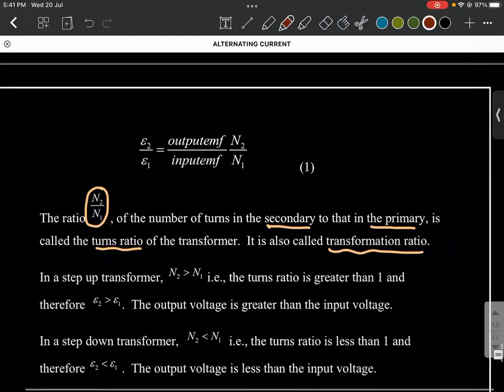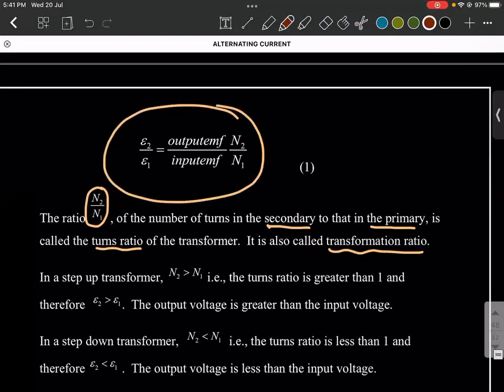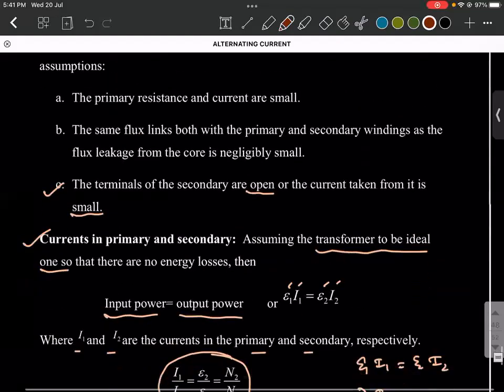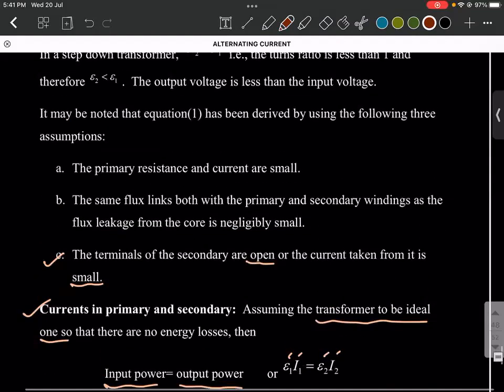Now, this equation is there, no? So this is actually not a 100% accurate equation or relation. It is derived under certain assumptions. Okay, then what are the assumptions? They will ask you these things also. What are the assumptions considered in a transformer to derive the turns ratio?